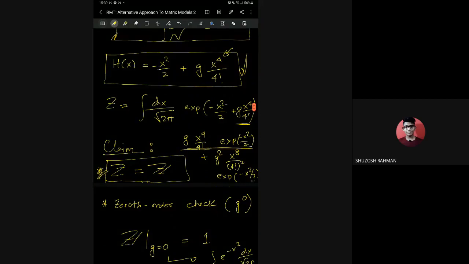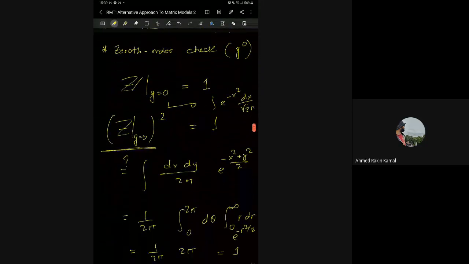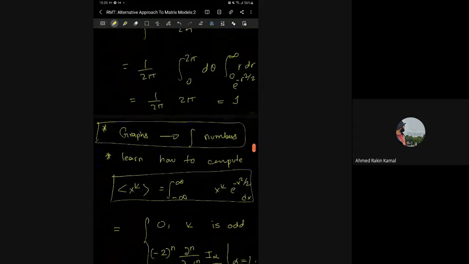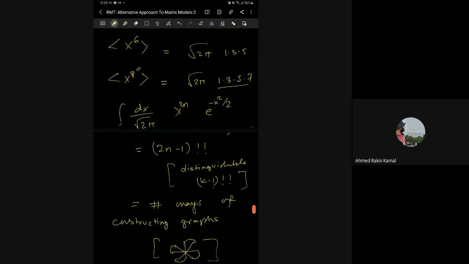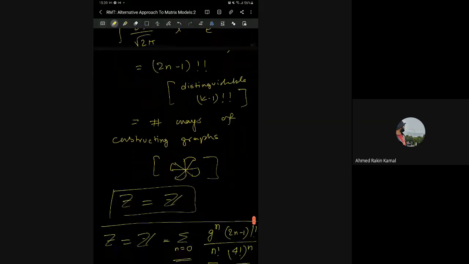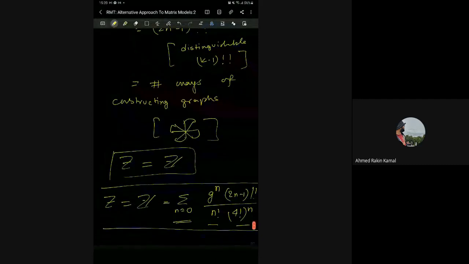So higher degrees of freedom don't exist in this context. It will exist in the matrix context. You'll see that higher degrees of freedom will give rise to different kinds of graphs. But for now, 1 degree of freedom gives me this. Okay. So I checked at the 0th order, they match. And for the higher orders, you generate these kinds of numbers. That is, you get (2n minus 1) double factorial, which for the distinguishable case was (k minus 1) double factorial, the number of ways of constructing this graph. But for the distinguishable scenario, you have to divide by 4 factorial for each vertex, and by the factorial of the number of vertices you're looking at.